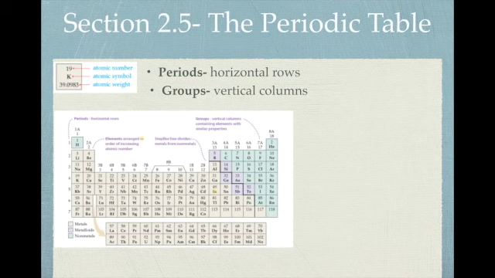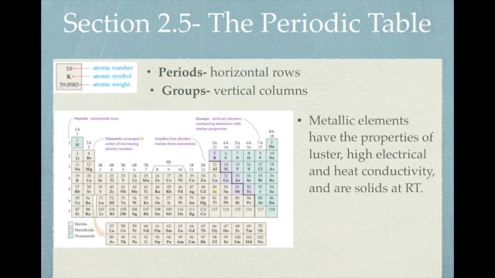The next piece of information that you need to know is that there are three different types of atoms that you can have. The first are metals, and if you look, all of the elements that are in brown, those are your metals. There are a couple of important pieces of information about metals that you need to know. Metallic elements are lustrous, meaning they're shiny. They're good conductors of electricity and heat, and they're also solids at room temperature. Notice most elements on the periodic table are actually metals.